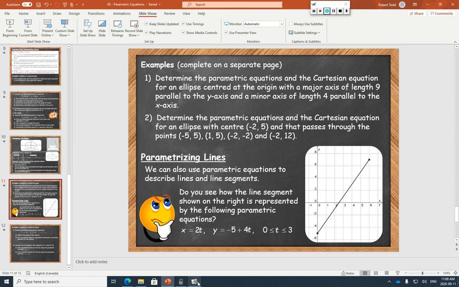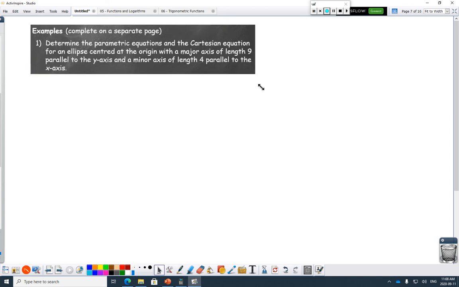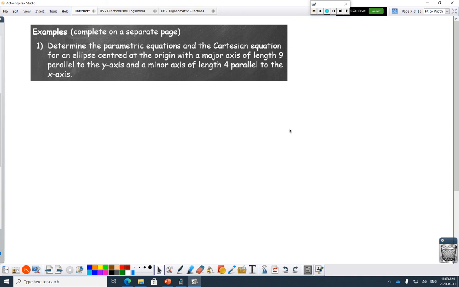Great stuff. Oh, more examples. Okay, back to examples. Example 1, is that the next thing on? The numbering's weird here. Determine the parametric equations and the Cartesian equation for an ellipse centered at the origin, major axis of length 9, parallel to the y-axis, and a minor axis of length 4 parallel to the x-axis.